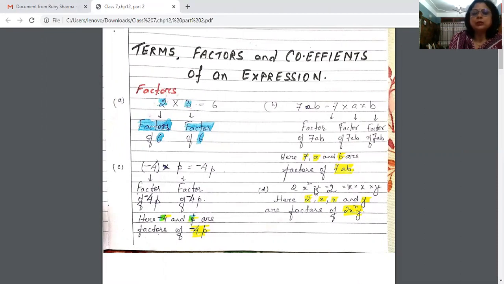Similarly, we have 2x square y. How do you get 2x square y? By multiplying 2 into x into x into y. So here you observe that I've written 2, x, x and y as the factors of 2x square y. That means if x is repeated, here you have to write both the x. I hope it's clear. So any algebraic factors which are repeated should be written in the same manner.